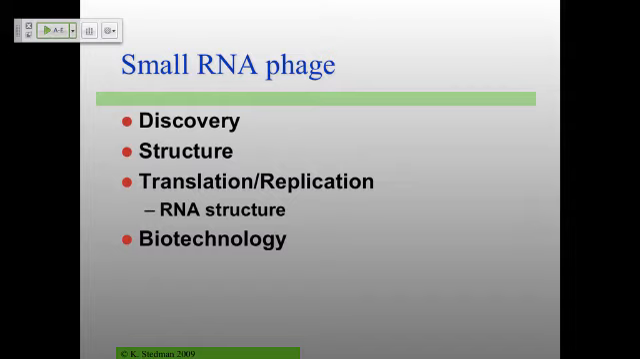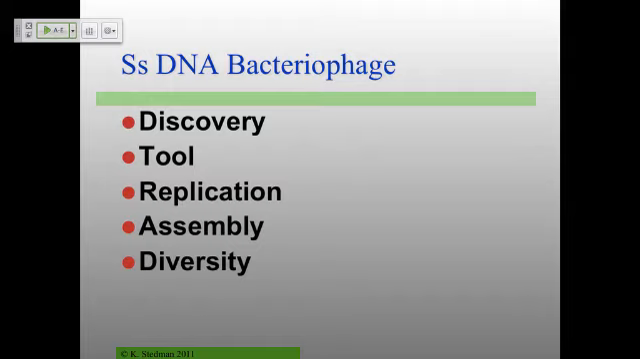And again, we're going to do basically exactly the same thing. Talk about where they came from, how it's being used as a tool. Really critical for the single-stranded DNA bacteriophage is how you make more of them, because single-stranded DNA is really weird. Why on Earth or off Earth would you want to have single-stranded DNA as your genome? Because you have to make double-stranded DNA before you can do anything.